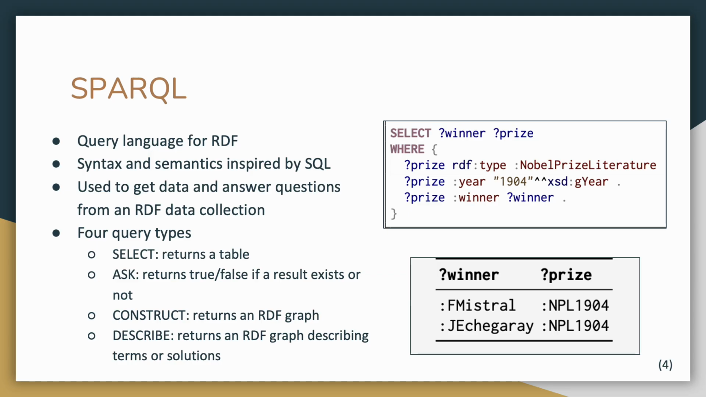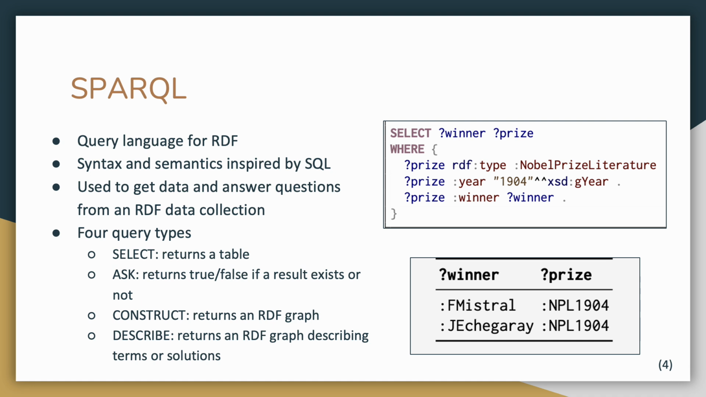SPARQL is the query language that is used for RDF relational databases. Its syntax and semantics are inspired by SQL. So if you have any experience with database design or with SQL databases, you will probably recognize the syntax of SPARQL. It's used to get data from an RDF data collection, answer questions about the RDF dataset.